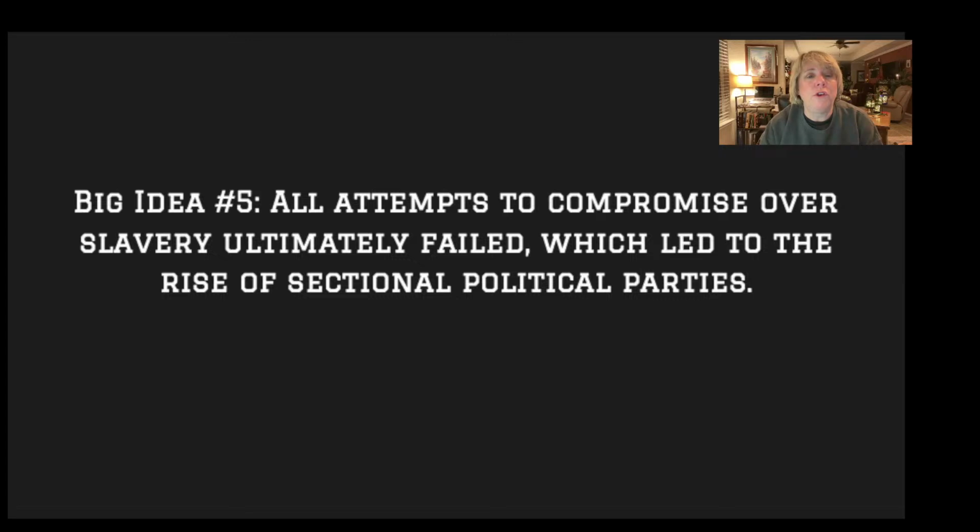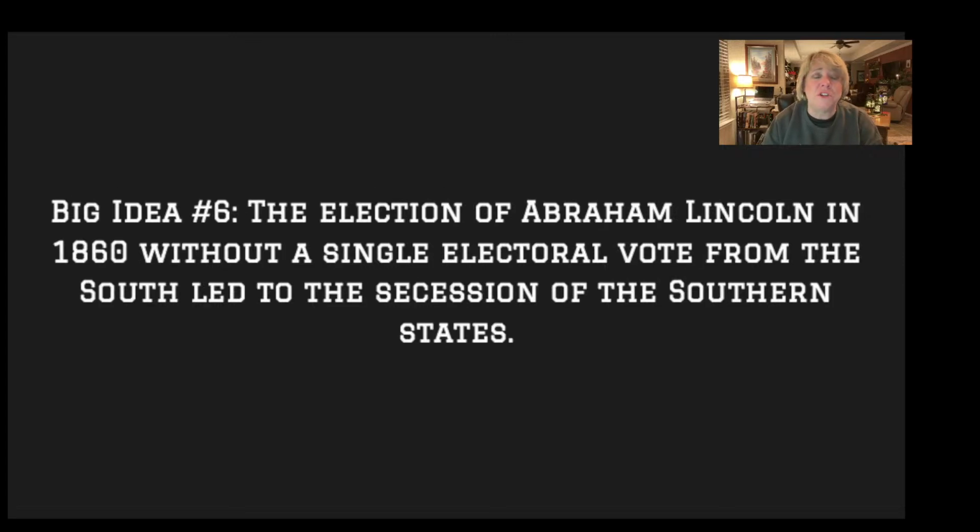Lincoln is going to become the primary candidate later for the Republican Party. The Lincoln-Douglas debates vault him to the national stage. It gets him national recognition. And so that's going to lead us to big idea number 6, which says the election of Abraham Lincoln in 1860 without a single electoral vote from the South led to the secession of the Southern states. So we're going to get to the election of 1860.